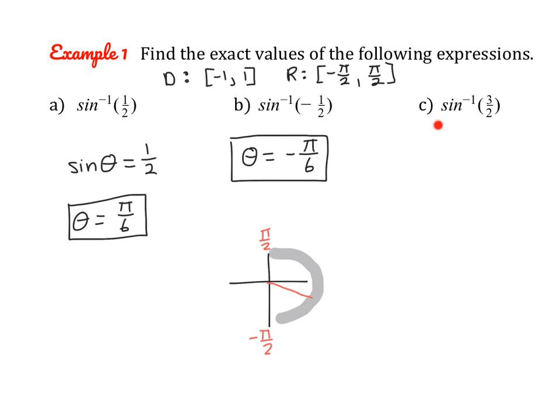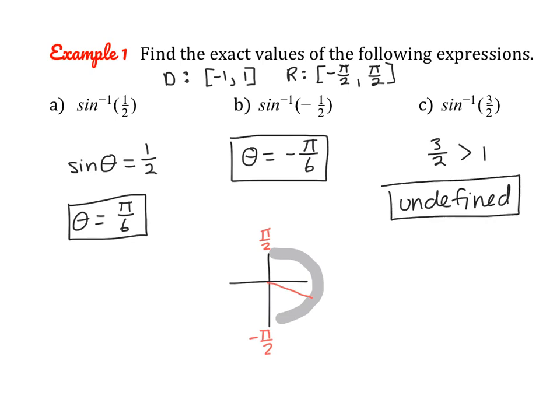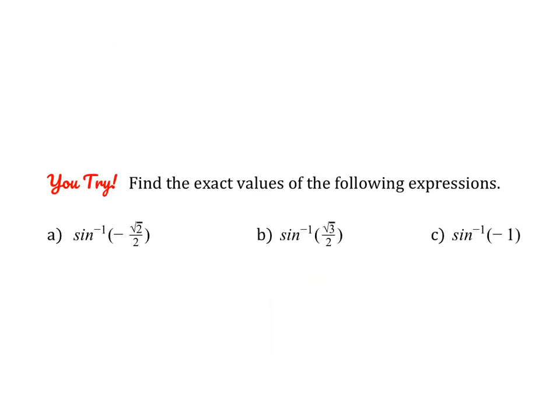Okay, and for part C, they're asking us to find the arc sine of 3 over 2. So our domain is between -1 and +1, which means our input, this number, must be between these numbers. And we see that 3 over 2 is greater than 1. So this is not within our domain, so we would say that this is undefined. And if you try to plug this into your calculator, it will say domain error for this exact reason. Okay, go ahead and pause the video and see if you can evaluate these 3 expressions.